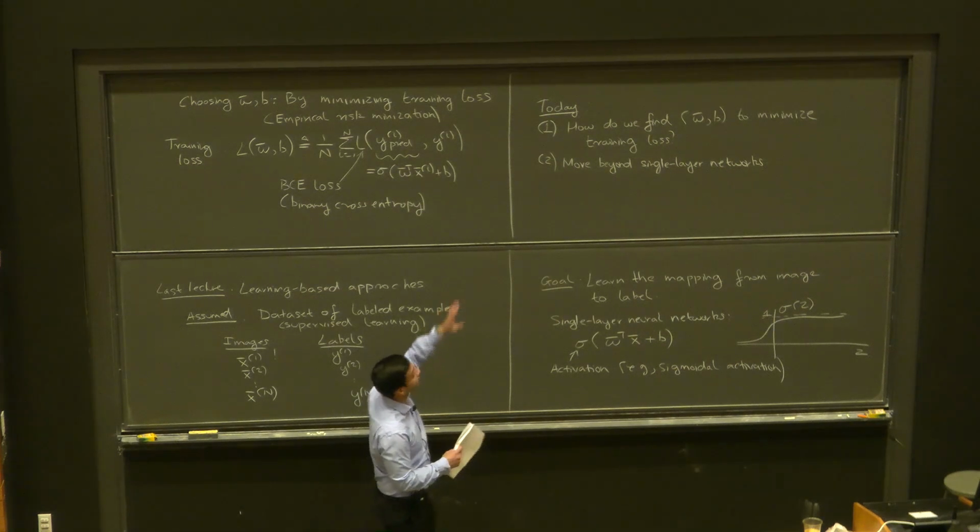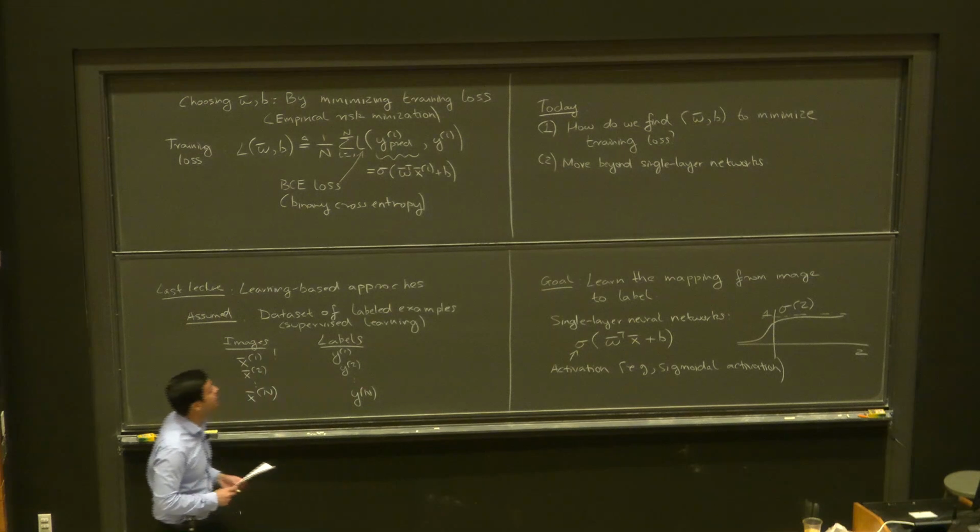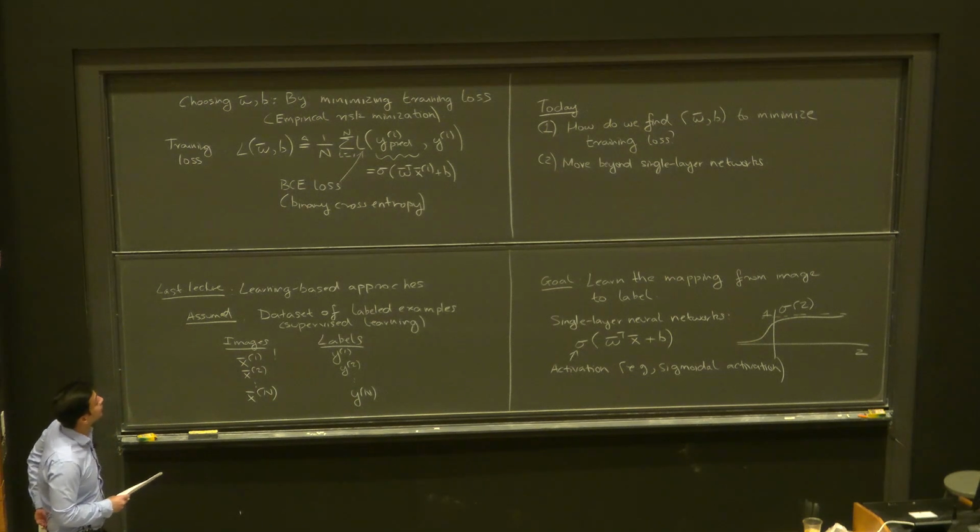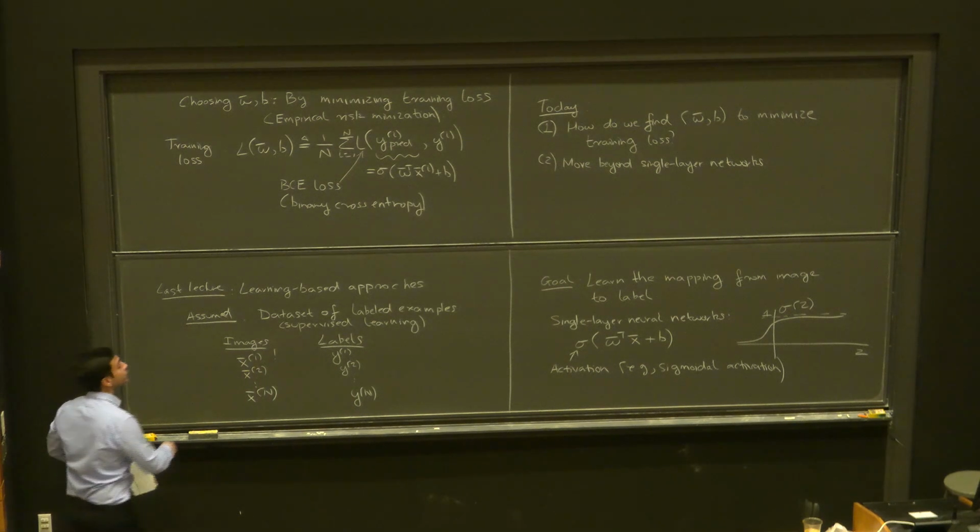So let's start off with the first point. How do we find W and B to minimize the training loss?